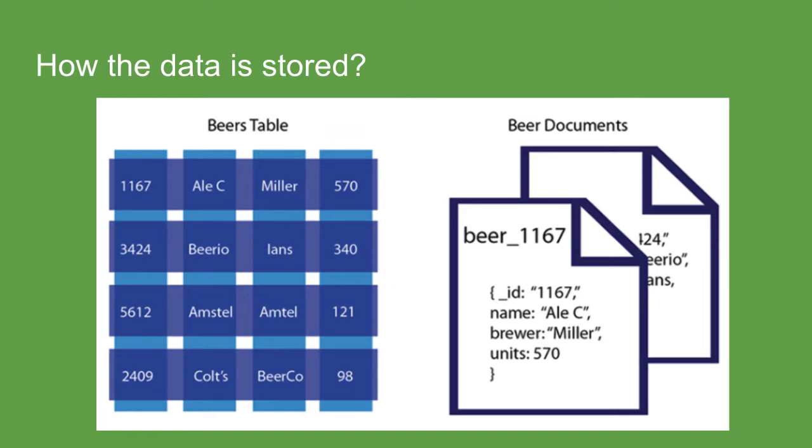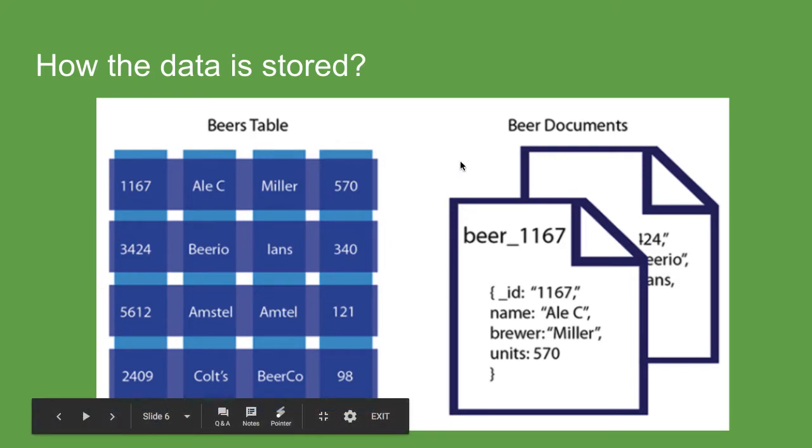So let's say we have a table of beers and we want to store them in our documents. It's really simple. For each beer, you have one document with its properties. In each row of a table, we have one beer, with its ID, its name, its units. Each row is one different beer. In the documents, each document will be a different beer, with its ID, its name, its units.